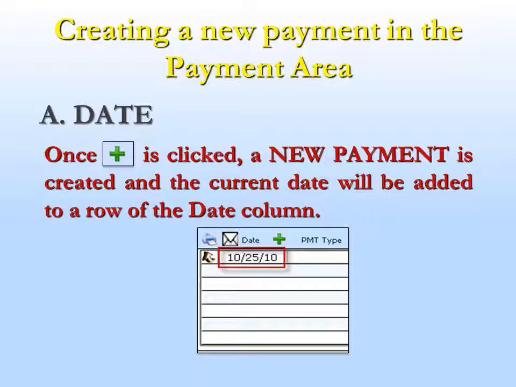Once the plus sign is clicked, a new payment is created and the current date will be added to a row in the date column.